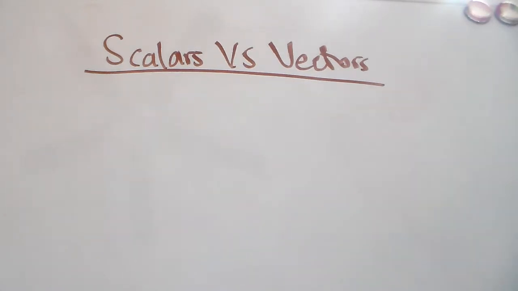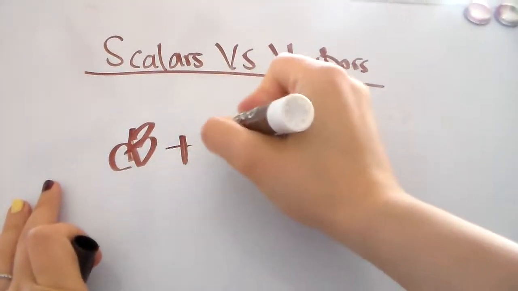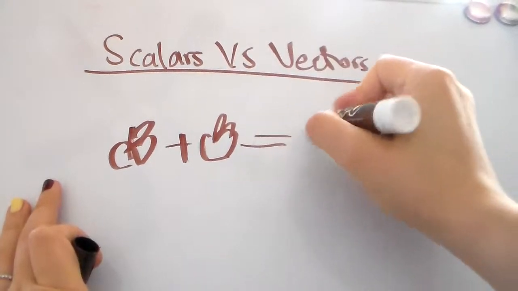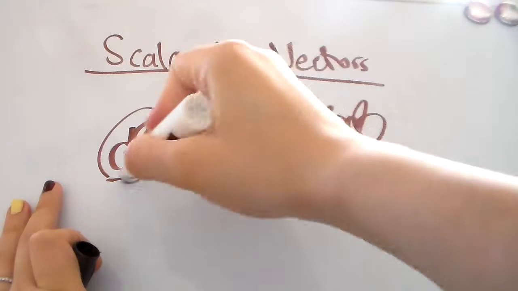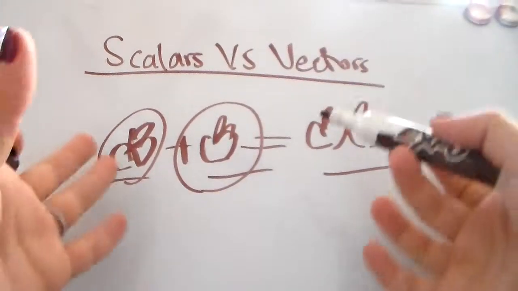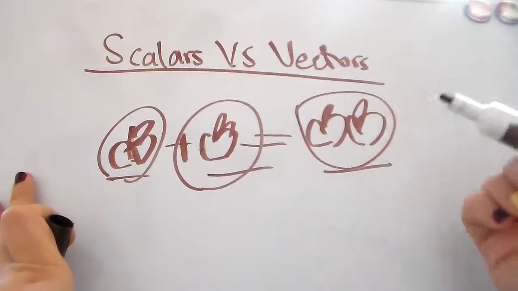We know that one apple plus another apple gives us two apples, and no matter where these apples are, whether they are on a table or in the air somewhere falling down or whatever, 1 plus 1 apple gives us 2.